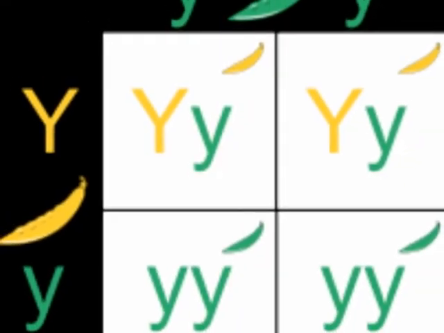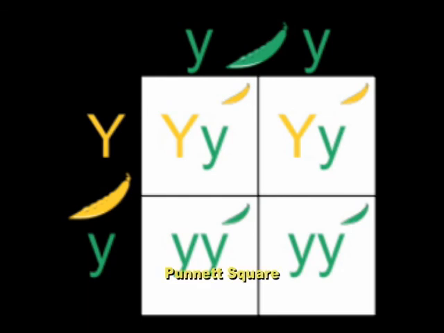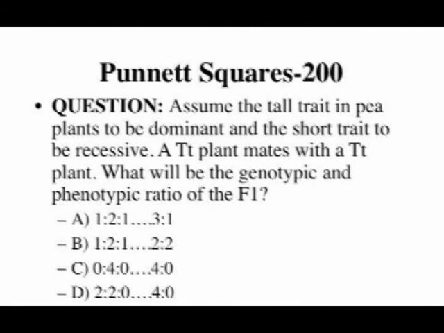The Punnett square is a diagram that is used to predict an outcome of a particular cross or breeding experiment. Assume that the tall trait in a pea plant is dominant and the short trait in a pea plant is recessive. A capital T small t or hybrid plant mates with another hybrid capital T small t. What will the genotypic and phenotypic ratio of F1 be? Okay, we know this as a hybrid cross.